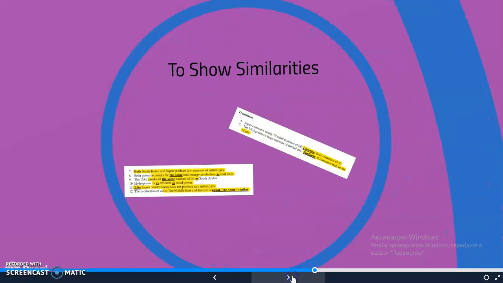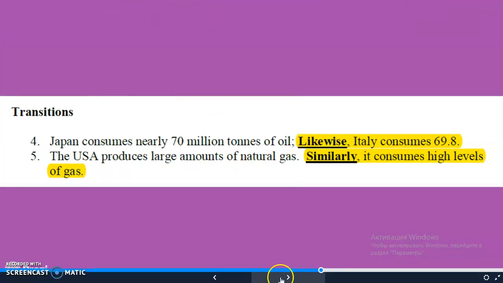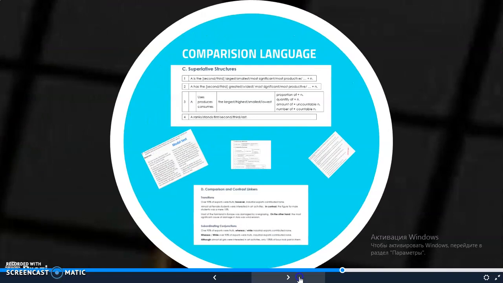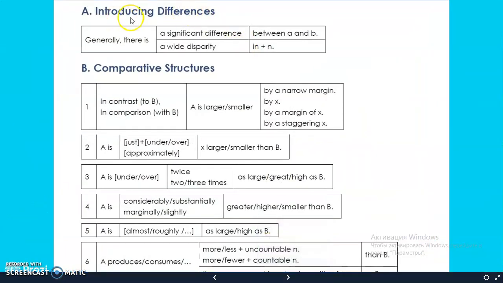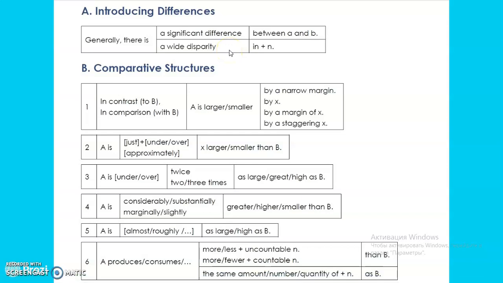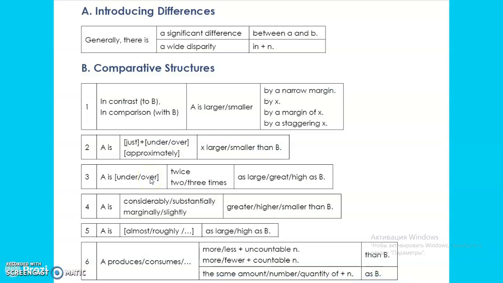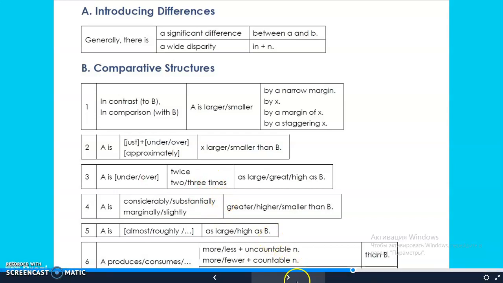And similarities, we can show likewise, similarly, and the same, both, as, the same as, like, equal, the same, similar. These are used to show the similarities. So comparison language, introducing differences, you can use these very nice words and phrases. So pause the video and learn these words and phrases. If you have any problem with understanding, then you will have to address me via email, and I will answer as quickly as possible.